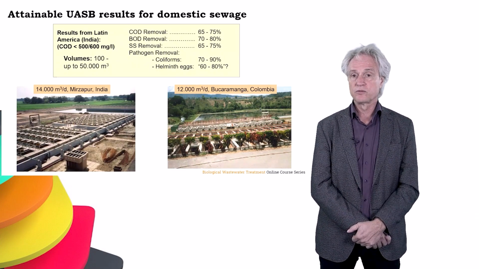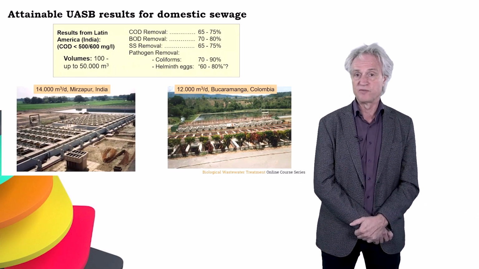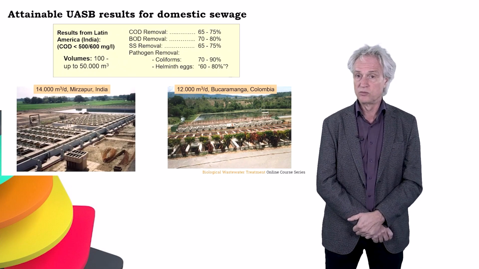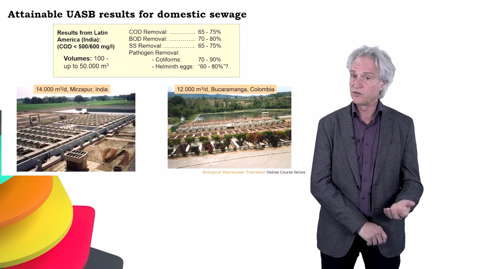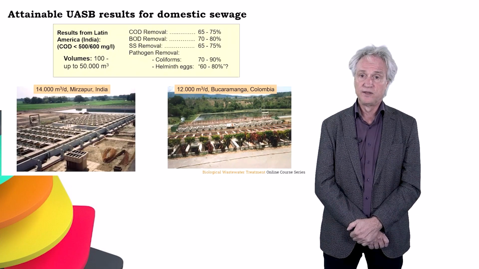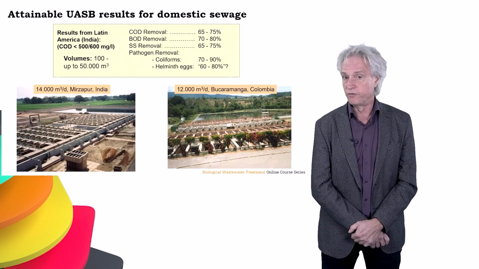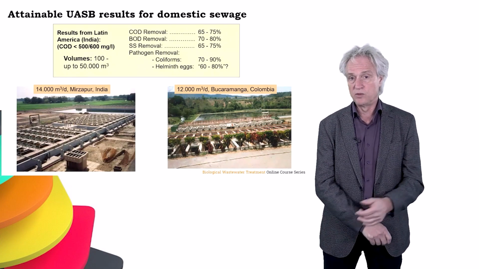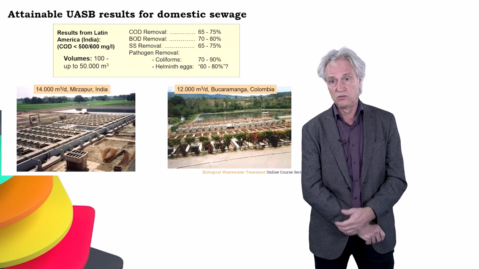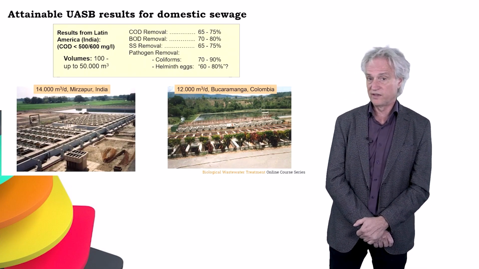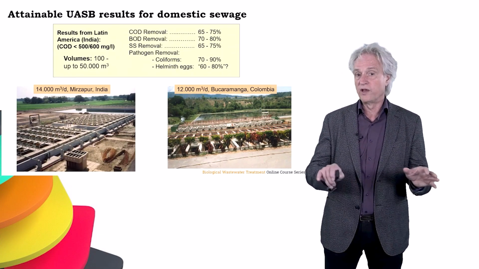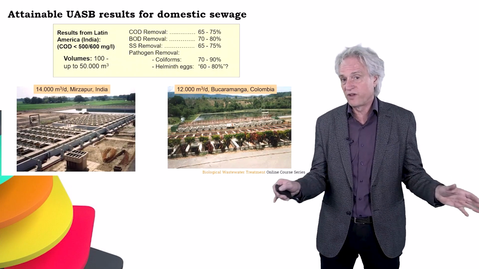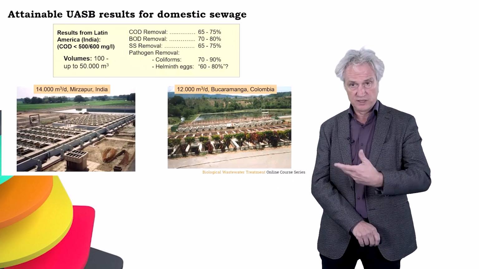Average COD removals are 65 to 75%, BOD removal between 70 and 80%, suspended solids removal between 65 and 75%, and pathogen removal is very limited. In fact, maybe 1 log for coliforms, 1 to 2 log at the max, and helminth eggs also 1 log. So insufficient to serve as a complete treatment. You need an additional step.